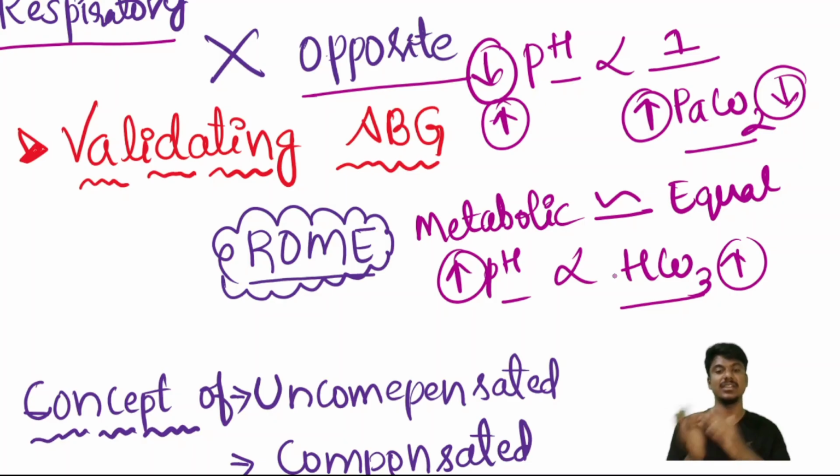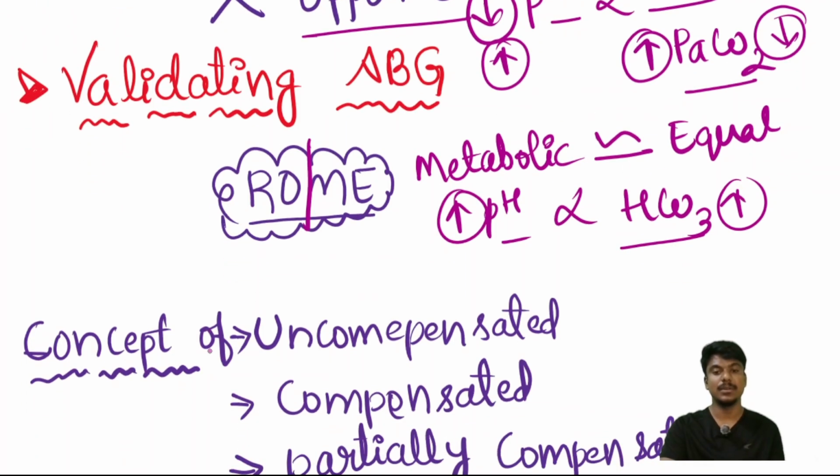By this basic concept, if you remember the term ROME, you can validate, interpret, give a name, and diagnose which kind of abnormality it is. So always be clear what you mean by ROME. ROME is respiratory opposite and metabolic equal. Two disorders and two terminologies. If pH and bicarbonate are normal, it's normal. If pH is increased and bicarbonate is increased, we call that metabolic alkalosis.